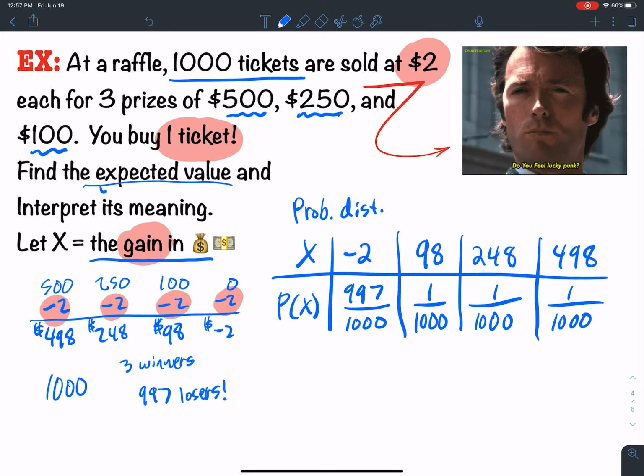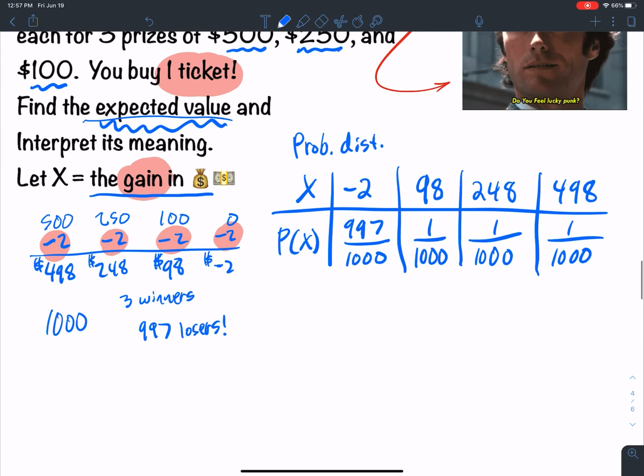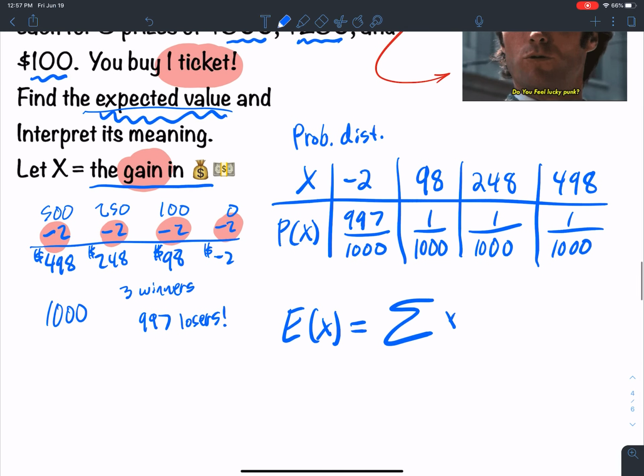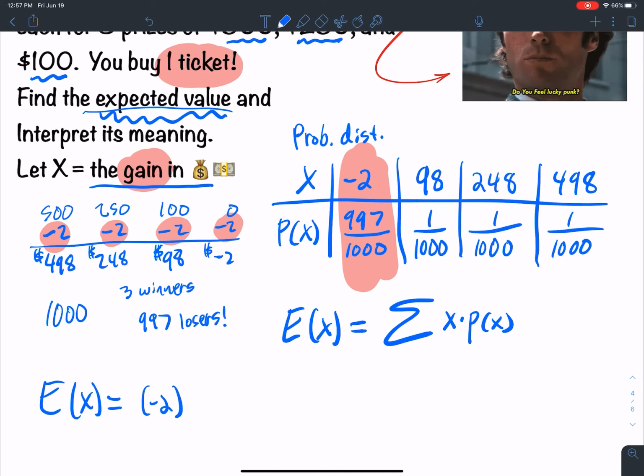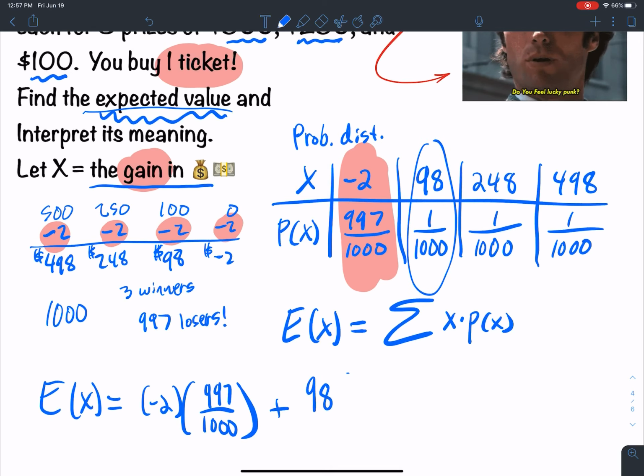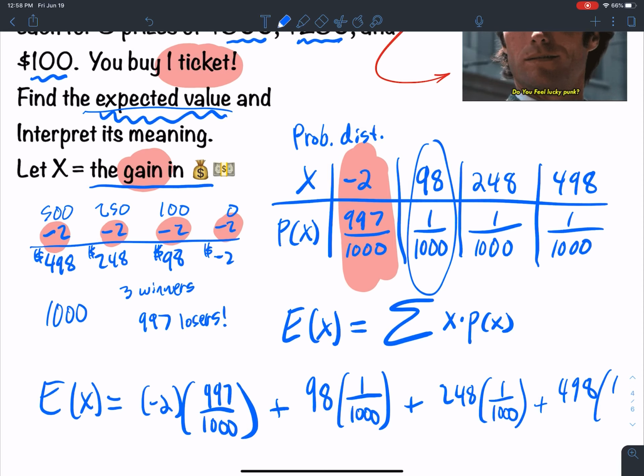So what am I looking for? I'm looking for the expected value. The expected value is equal to the sum of the value times the corresponding probability. So the first value is -2. So my expected value is -2 times 997 over 1,000 plus, and the next one is 98 times 1 over 1,000, plus 248 times 1 over 1,000, plus 498 times 1 over 1,000.